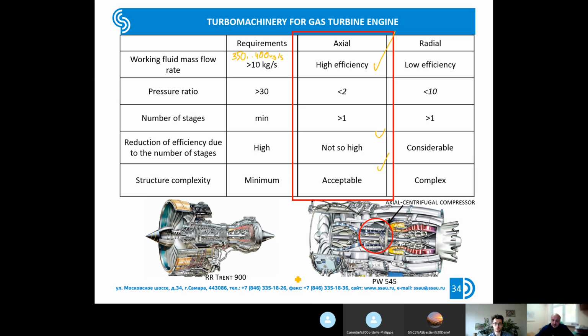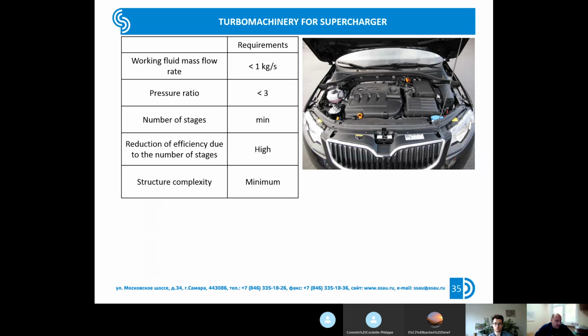For another example, let's try to find what type of turbomachinery will be better for the turbocharger system for a piston engine for a car. Of course, before we start, we need to discuss the requirements which are typical for the working process of the piston engine for a car. Typically, the mass flow rate through piston engines is rather small. I think it's lower than 1 kilogram per second.